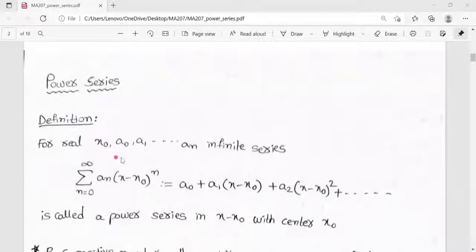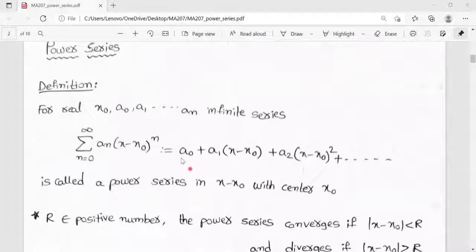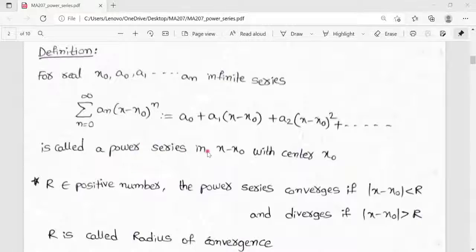Definition of power series. If you take real values x naught, a naught, a1, a2, and so on, an, then this series is known as a power series. The constant is a naught, and the coefficient of x minus x naught is a1, and so on up to infinity. This is called a power series in x minus x naught with center at x naught.